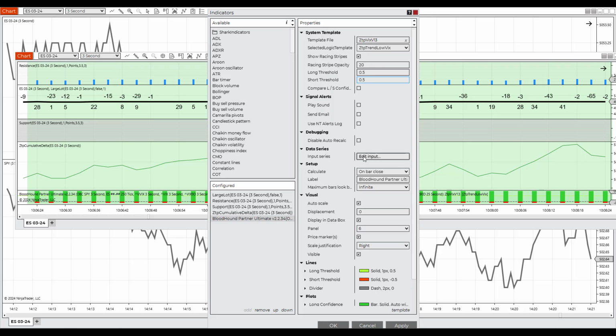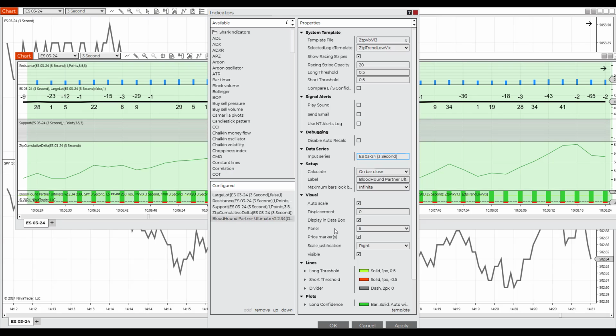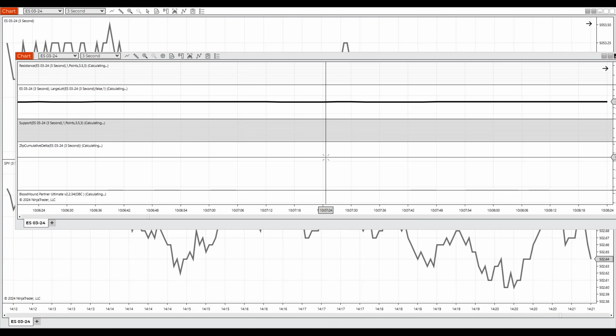Now, the next thing that we need to change, and this is going to become very important, is the input series. We have 2 choices. We have SPY and we have ES. So it's set at SPY right now, and this is the correct answer. I'm going to show you something, and this is the reason for the change. If I set it for the ES 324 and I hit OK, and I say OK on the indicator, the entire Bloodhound signal is going to come up as a -1 and entirely red.